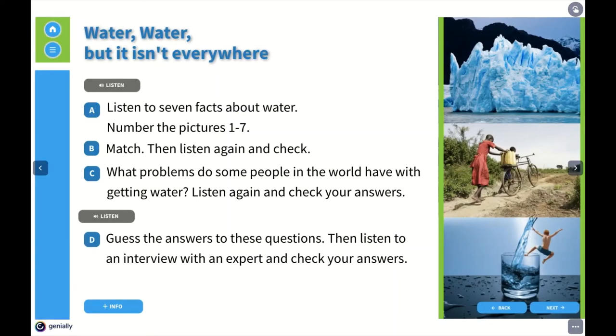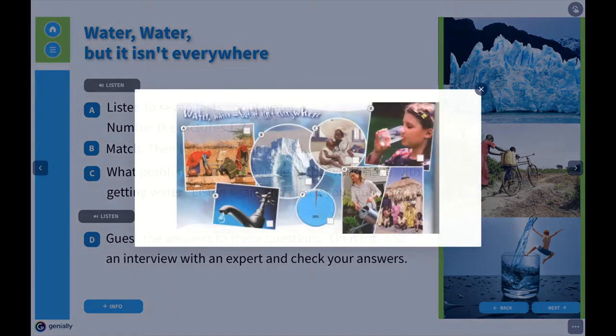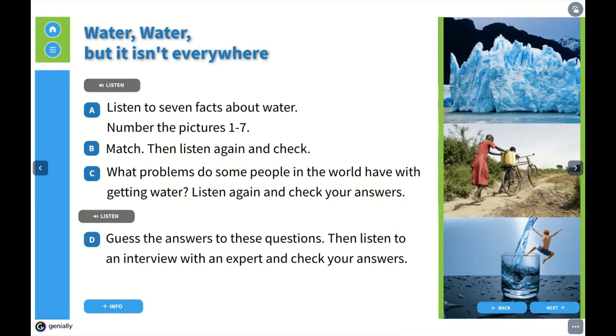Let's look at A. Listen to 7 facts about water. Number the pictures 1 to 7. Here are the pictures 1 to 7. So you can listen to the 7 facts by clicking on listening, and after that, you can check whether your answer is right or wrong. And also another one: what problem do some people in the world have with getting water? Listen again and check your answer. So here is the listening.